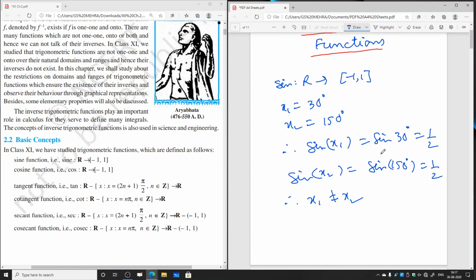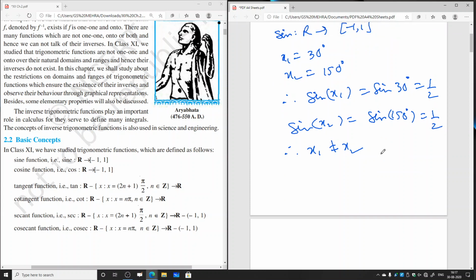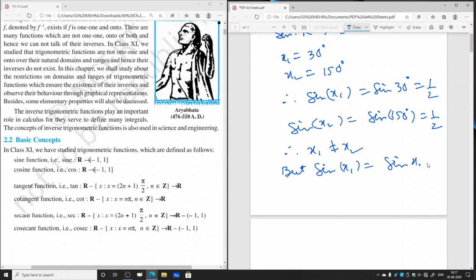Therefore, what we are getting is x1 is not equal to x2, but their images are equal. That means sine is not 1 1. But sine x1 is equal to sine x2. Therefore, we can say that sine is not a 1 1 function.